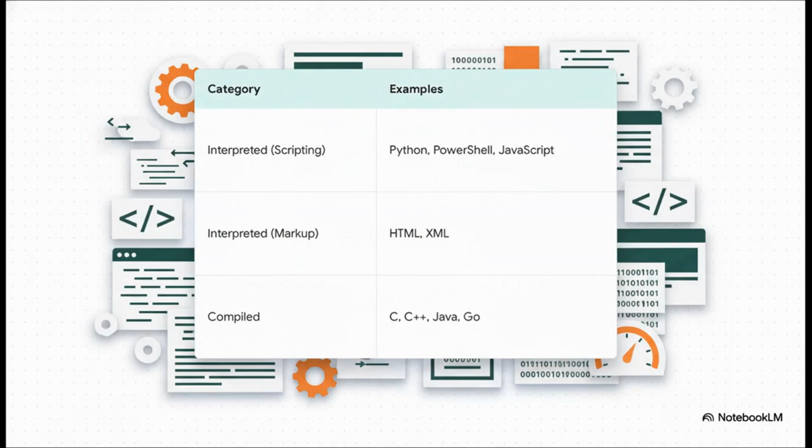We've got interpreted languages like Python and PowerShell, which are often the go-to for scripting and automation. Then you have the compiled heavy hitters like C++ and Java, which are what you pick when performance and raw speed are absolutely critical. And then, kind of in a league of their own, are markup languages like HTML. They don't really execute logic, but they are essential for structuring content on the web.